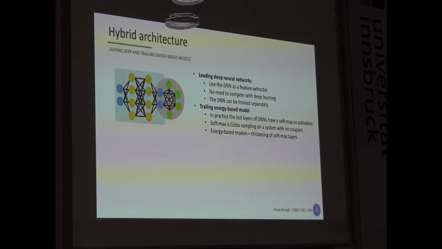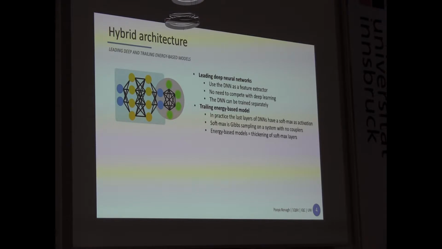Okay, so Walter talked about this hybrid architecture, and that's the one that we also independently proposed and tried to use. We have what we call leading deep neural networks and then trailing energy-based models. That can be a fully visible Boltzmann machine, or an RBM with hidden layers, with some latent space or not.